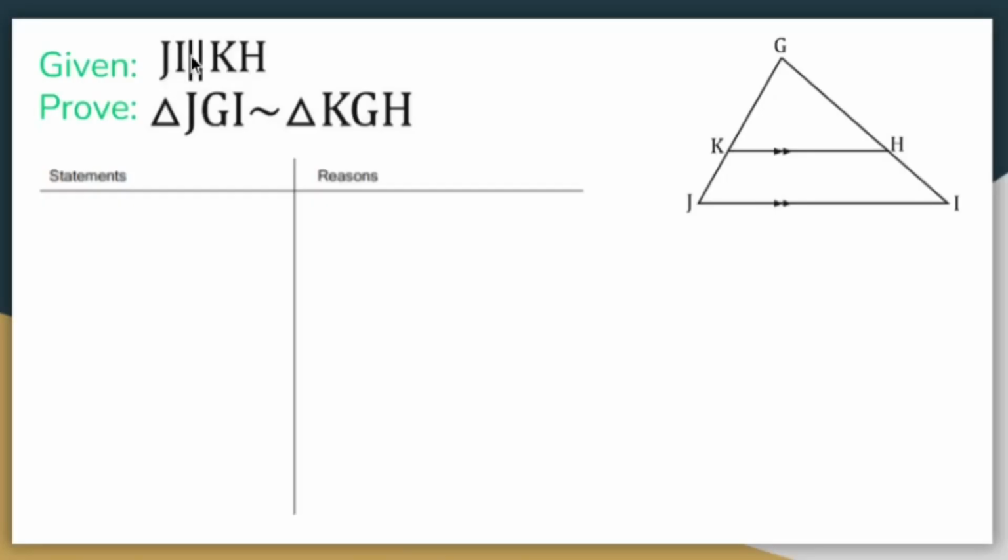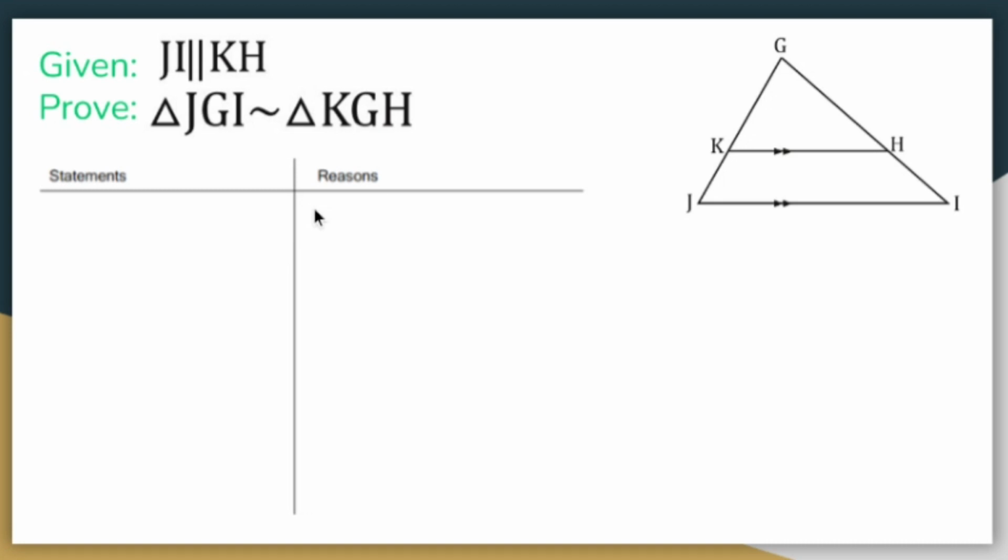Given JI is parallel to KH, so they're parallel. Great. I need to prove that JGI is similar to KGH. Now, that shape means similar. Similar is different from congruent. Congruent means they were exactly the same. Similar means they're the same shape. It's just one's bigger than the other.